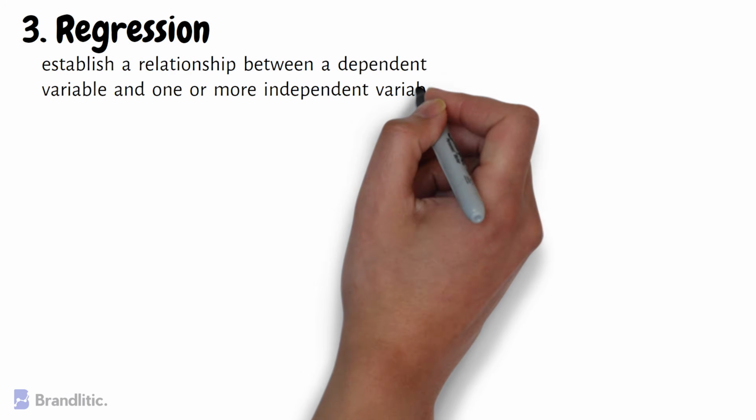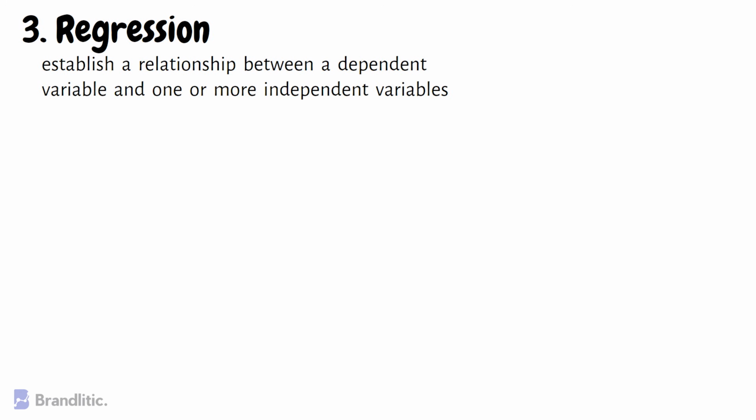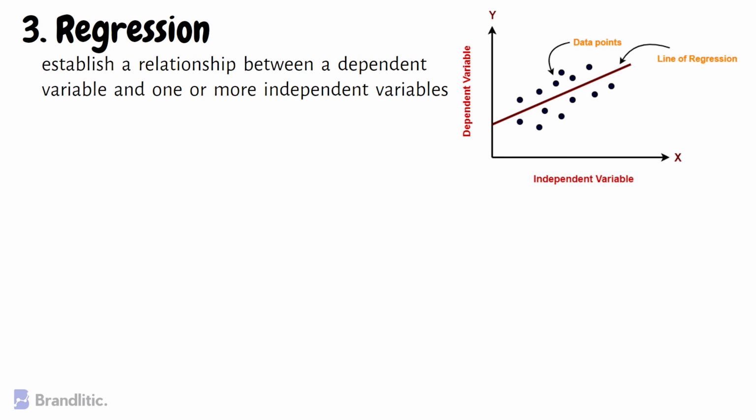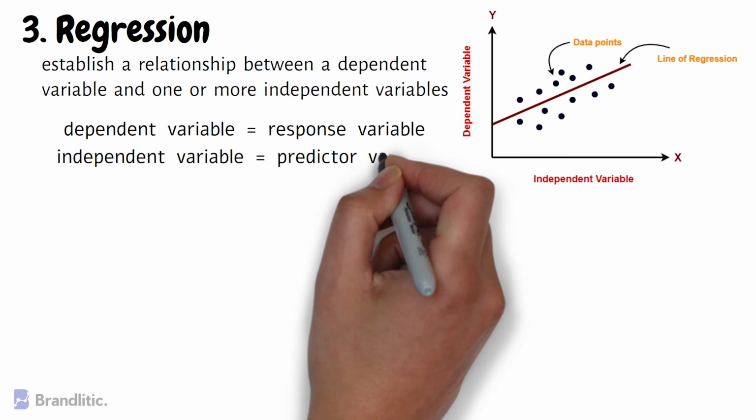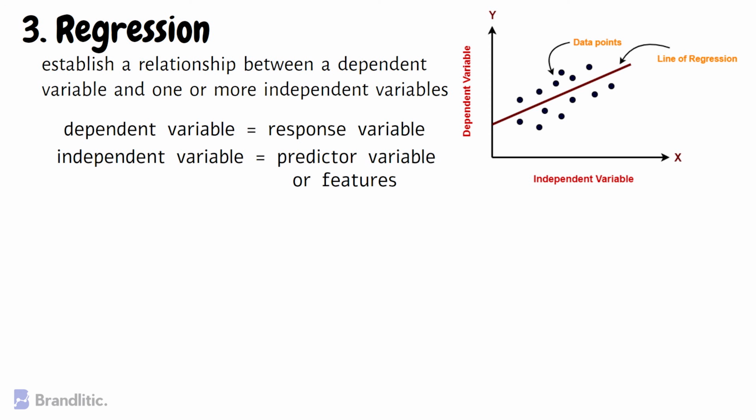Next, number 3, regression. Now, this is a statistical technique used in data mining to establish a relationship between a dependent variable and one or more independent variables. The goal of regression analysis is to build a model that can be used to predict the value of the dependent variable based on the values of the independent variables. The dependent variable is also known as the response variable, and independent variables are also known as predictor variables or features.